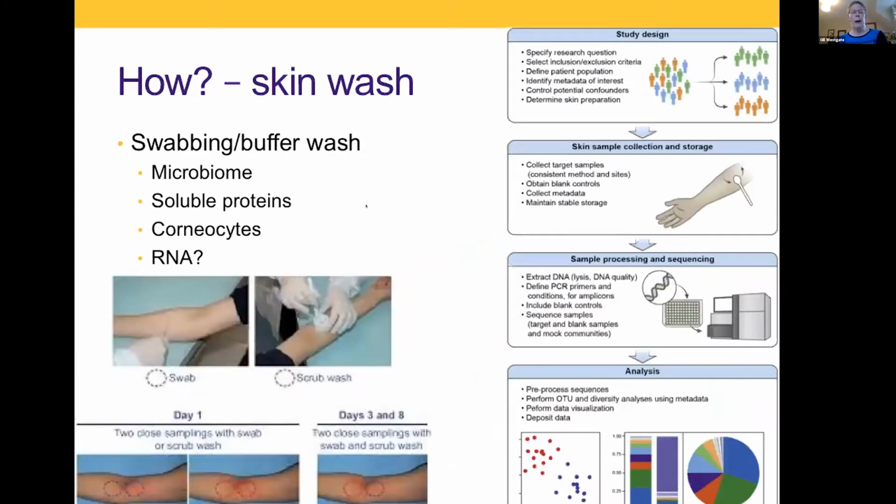So when we think about how, I've just illustrated a few of the major methods. A skin wash, so it could be swabbing, which is not very clear here, but it's the sort of thing that we're all used to sticking down the back of our throats with COVID, a swab with a bit of cotton on the end, or a buffer wash where you put on a little sealed ring and you put in some buffer, and then you would agitate the surface of the skin and then take off the fluid and analyze that.